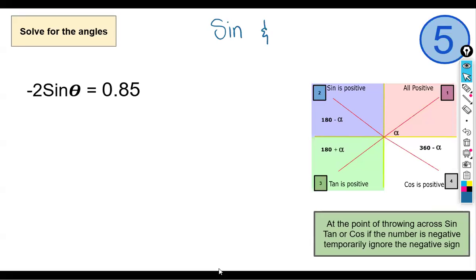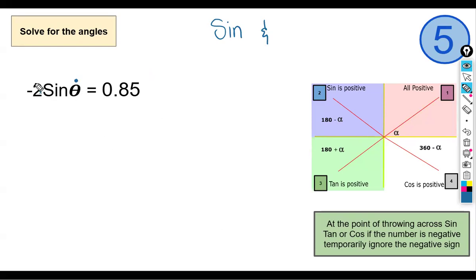At first, to figure out if it's a positive or negative question, you just can't simply look on the other side of the equal sign. I know on the other side of the equal sign, you're seeing positive 0.85. You're only allowed to decide if it's positive or negative only when it's time to throw across the sine, tan, or cosine. This question is a little bit different because we have a -2 here. And remember, the aim of the question is still to solve for what? Theta. Now, between the -2 and the sine, there's a secret multiply.